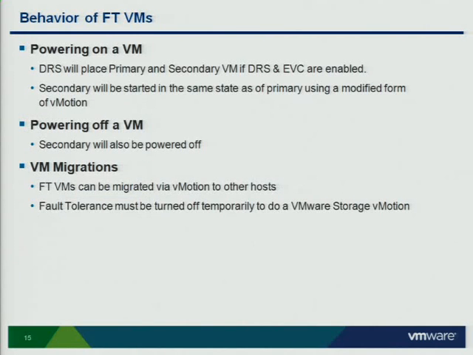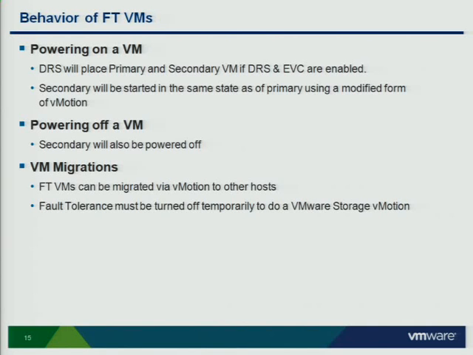Let's take a step back and talk about some basic functions on fault-tolerant VM. When you power on the VM, which is a fault-tolerant VM, we will automatically create a secondary with the help of vMotion. If you have DRS enabled, DRS will automatically place, or give you a recommendation to place, your secondary VM. In fact, if you have DRS and EVC, which stands for Enhanced vMotion Compatibility, enabled, it will automatically place your primary as well.